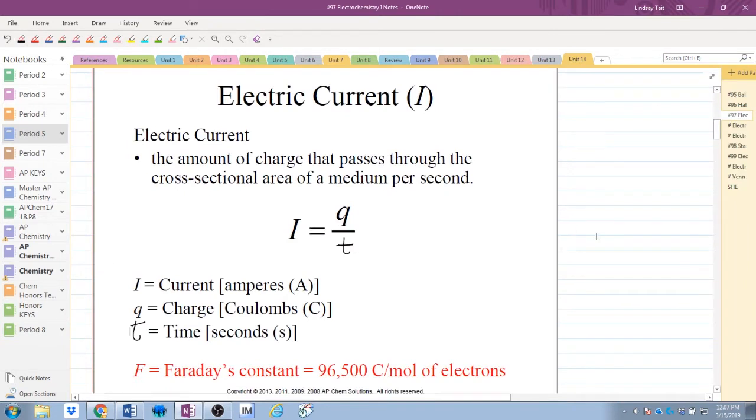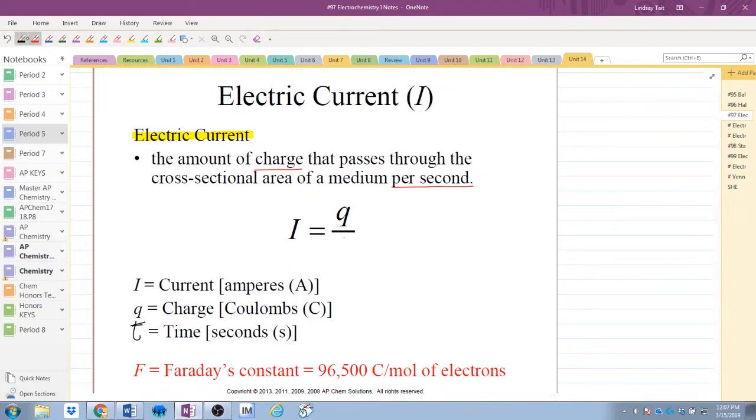All right, so electric current. We're going to be generating electrical current using chemical reactions. That's what electrochemistry is about, using chemical reactions to generate electrical energy. So if we want to measure electrical current, here is our definition: it's the amount of charge that passes through the cross-sectional area of a medium per second. So I do boil it down to charge per second. It's how much charge is going past a point per second.